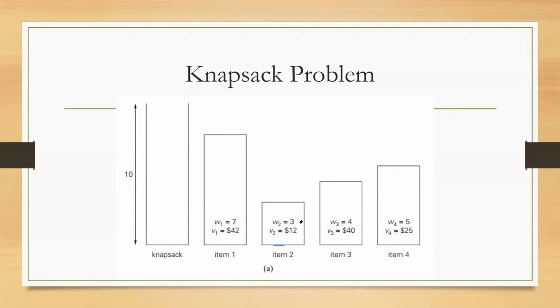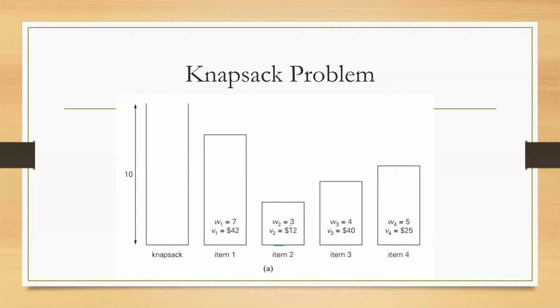Now is there any other item with 3 kg? Yes, there is one item called item 2. This is having 3 kgs. So now this item can be put into this knapsack, isn't it? So weight 7 and weight 3, totally it becomes 10 kgs. So I can put two items in this knapsack. Now what will be the total profit? Profit is 42 plus 12. So what is 42 plus 12? It is 54. So total profit is 54.